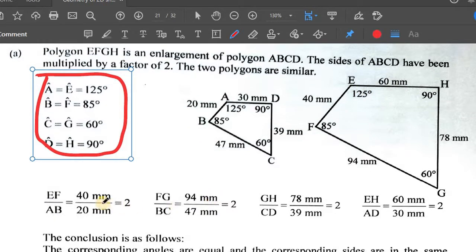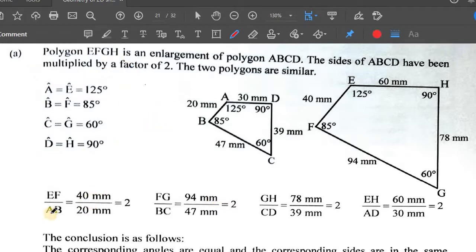Now they want you to look at EF over AB. So EF is 40, AB is 20. So 40 over 20 will give us 2, or 2 over 1, right? So there is a ratio. We got a ratio using just these two corresponding sides. Let's look at the next corresponding side.